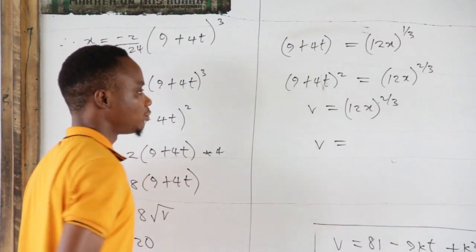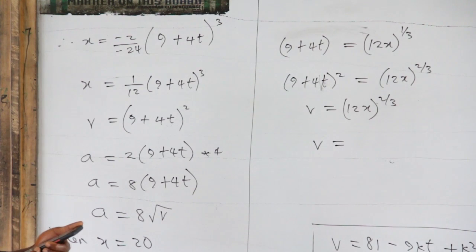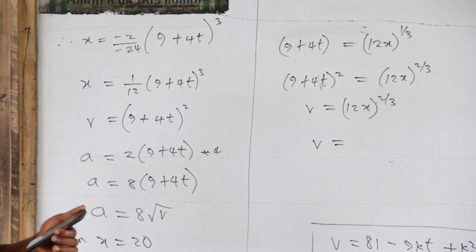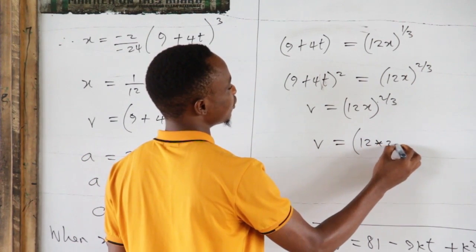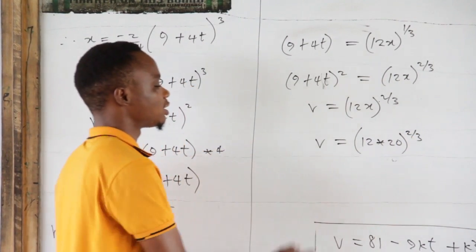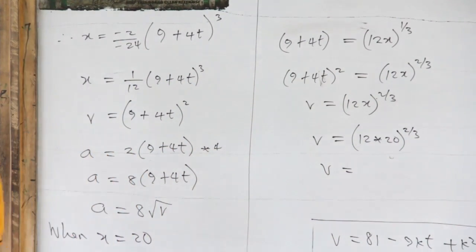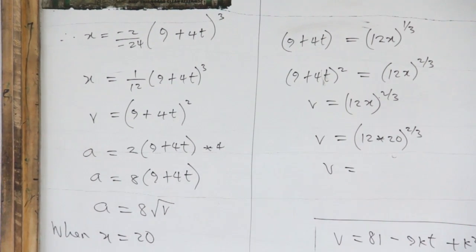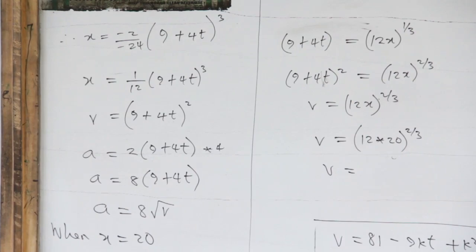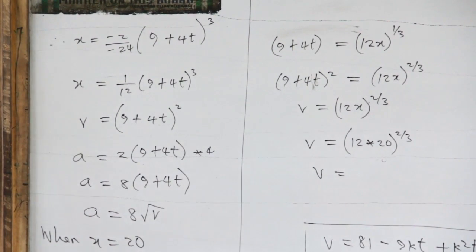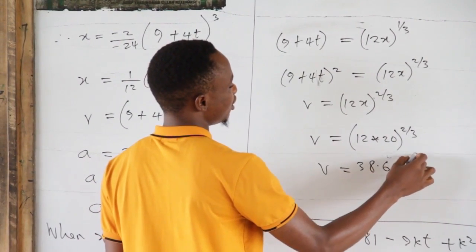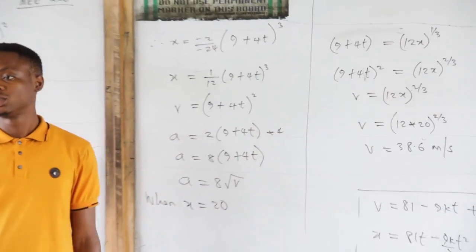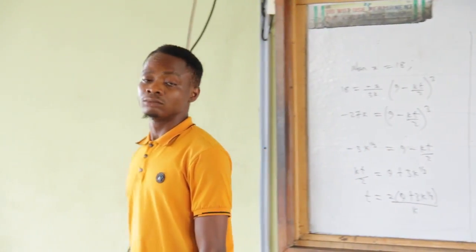So when x equals 20, what is it going to give us? It's going to give us 12 times 20 raised to power 2 over 3. What does it give you, please? 38.62. What's the unit? Meters? Yes. Meters per second.